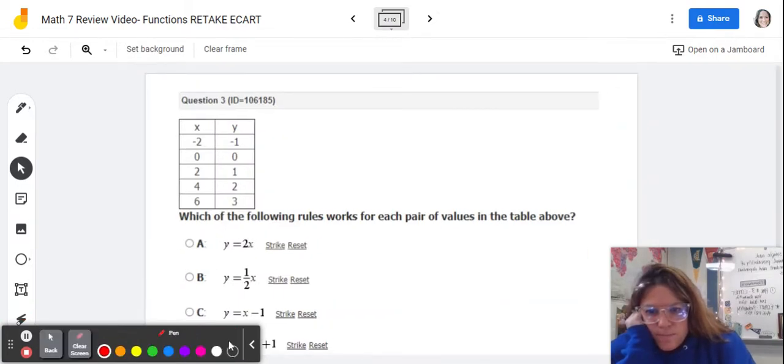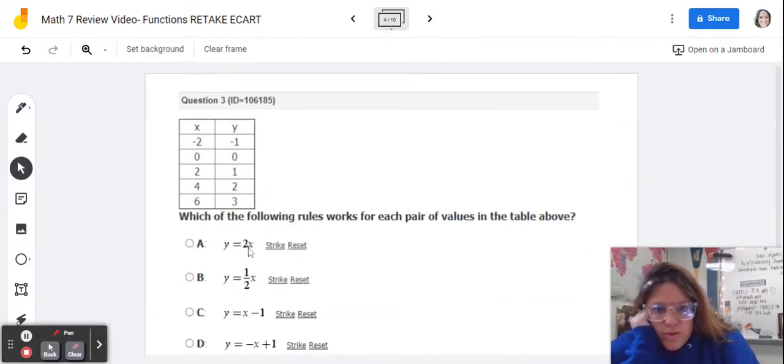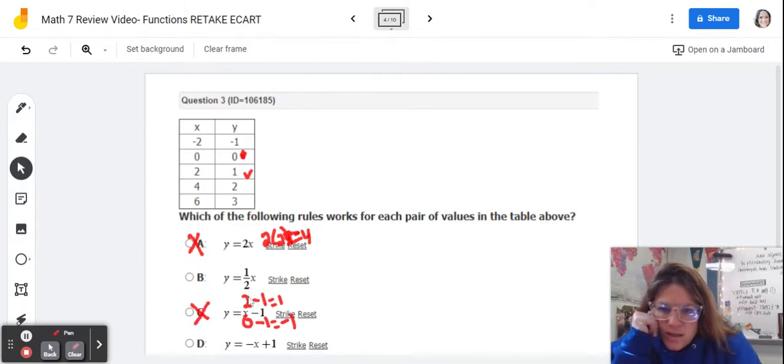Okay, question 3. Which of the following rules works for each pair of values in the table above? So same thing, testing them again. Let's just start with the 2. Probably going to wait for that 1/2 and test that last because I don't want to deal with the fraction. But 2 times 0 is 0. That works. 2 times 1. Wait, 2 times 2 is 4. So that is not A. What about subtracting? 2 minus 1 equals 1. 0 minus 1 equals -1. So I'm just picking one of these and seeing if it equals this, and that messes this one up. So it's not C. So I got to do the 2 harder ones.